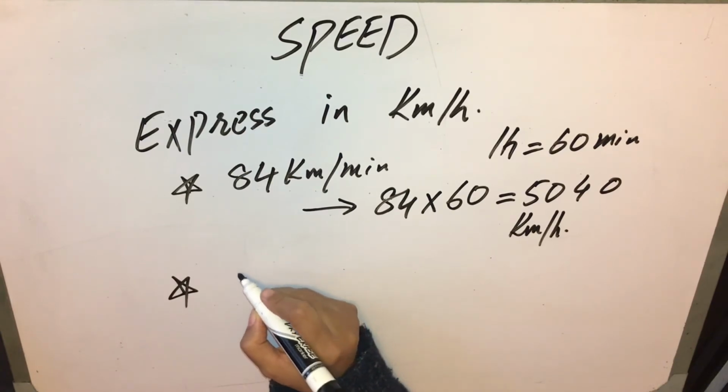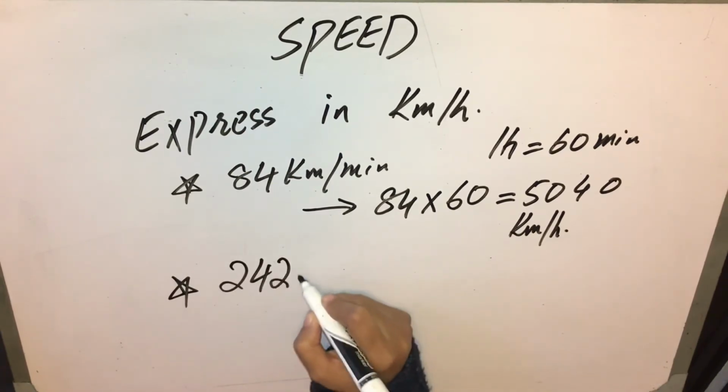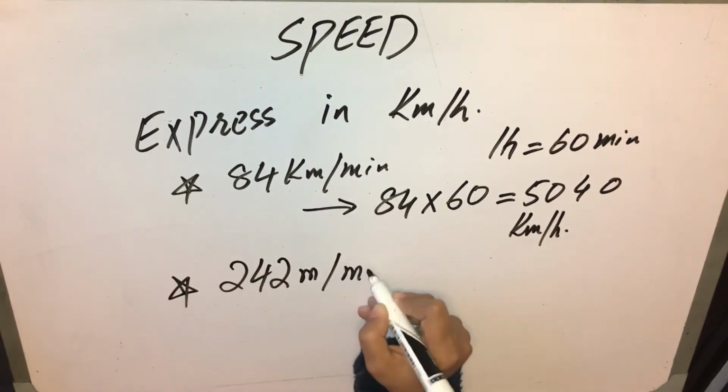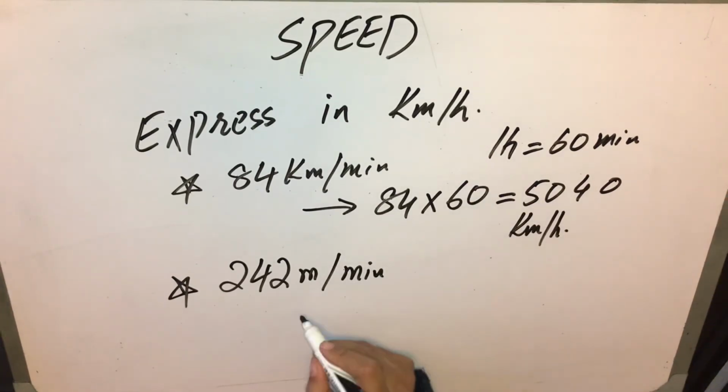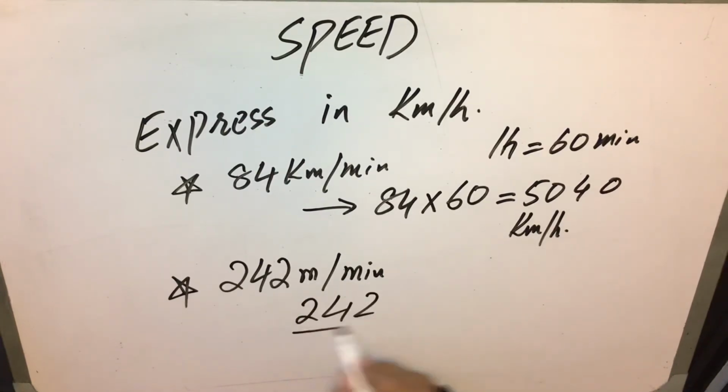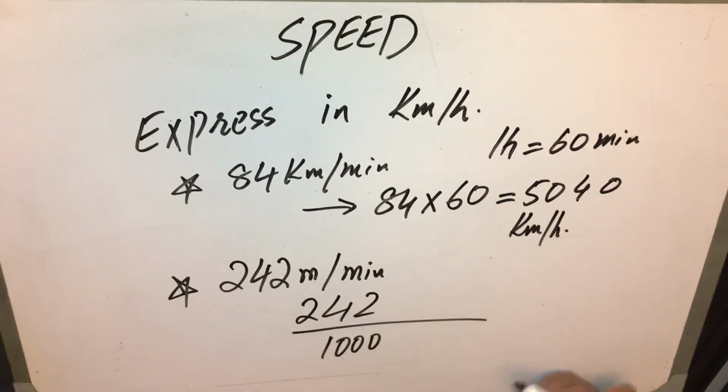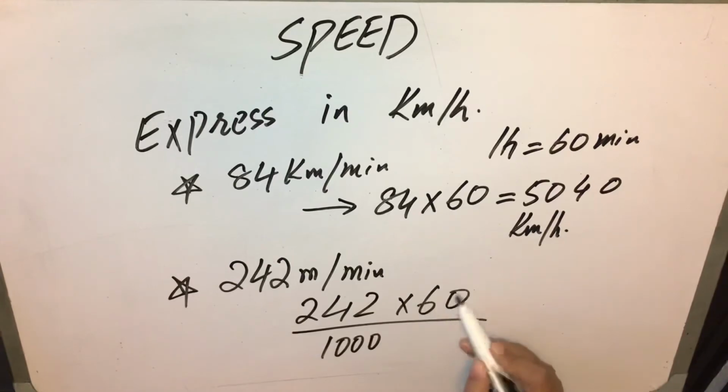One more, 242 meter per minute. We have to convert it into kilometer per hour. To convert meters into kilometers, we have to go to a bigger unit, so we shall divide with 1000, as in 1 kilometer there are 1000 meters, and we have to convert minutes into hours, so we shall multiply with 60.